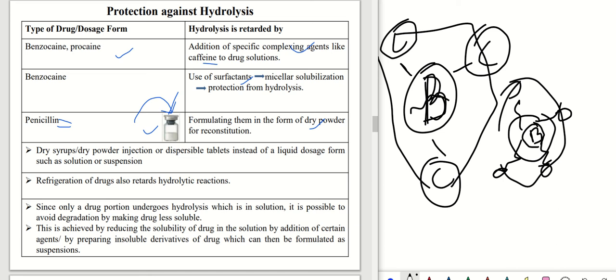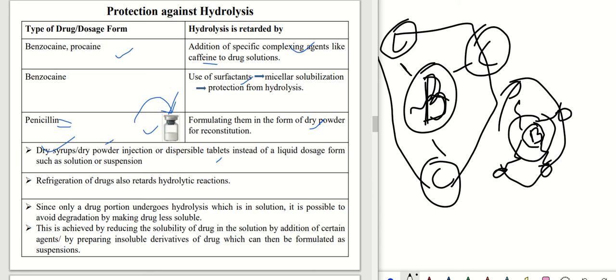So most of the drugs that are unstable in the presence of water are formulated as dry syrups, dry powder injections, or dispersible tablets. There are many vitamins that are available in the market now as dispersible tablets. Those tablets, when we dissolve in water, we need to take immediately. That is how we are protecting the drug from being hydrolyzed, from being in contact with the solvent for a longer time.